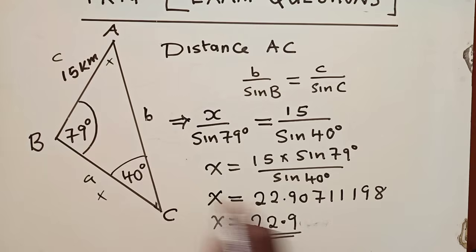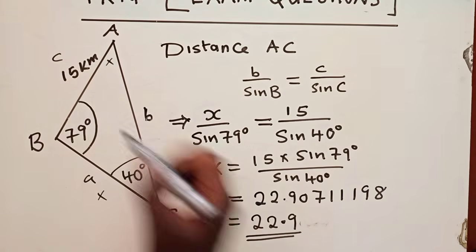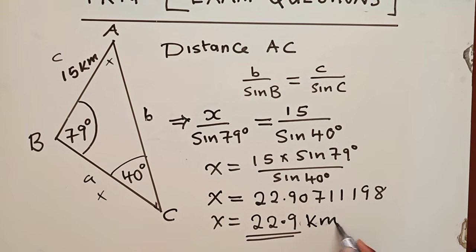So this is in kilometers. How did I know that it's in kilometers? Even on the diagram, it's showing right here that it is in kilometers. So it's 22.9 kilometers. This is how you find the distance. So we found our distance right here.